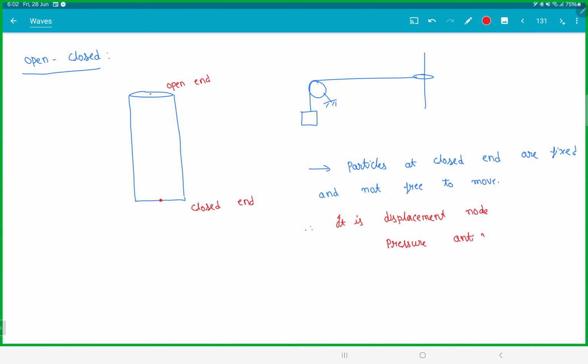Because it's a closed end, the wave will overlap with itself, so the pressure doubles up. Clear? So this is your pressure antinode. Now we have similarities between this and that. Now let's see how stationary waves form in this.